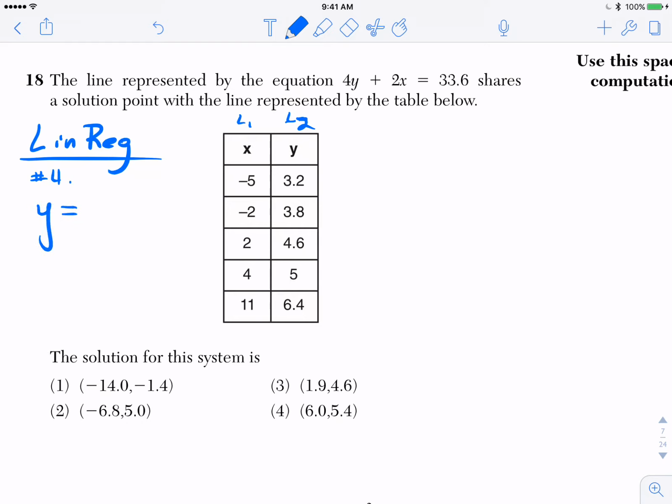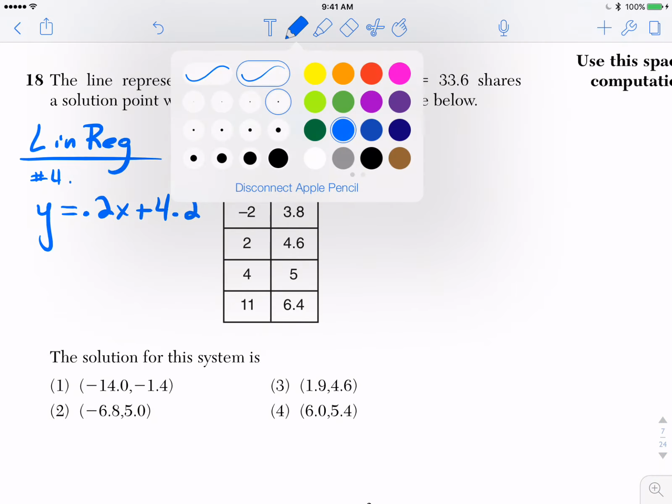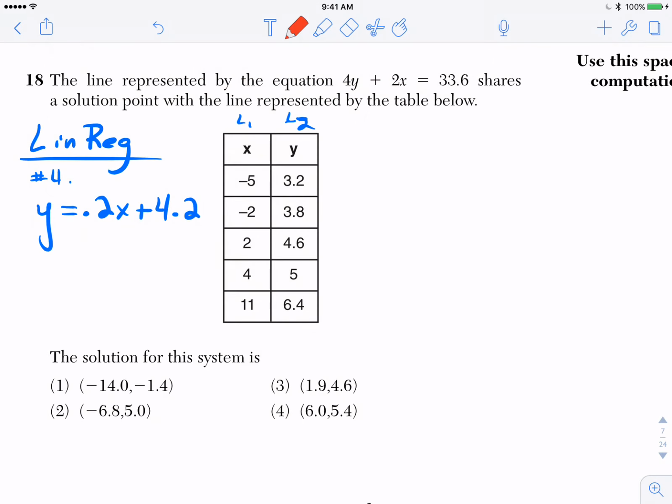So the whole point of doing this is so instead of just looking at a table, where obviously they don't share anything, we can actually have an equation to do something else with. So this equation ends up being, your calculator will tell you A equals and B equals, but just putting it together, 0.2x plus 4.2. So now at least I can kind of ignore the table and I have something physical that I can do something with here. So that's your first move.